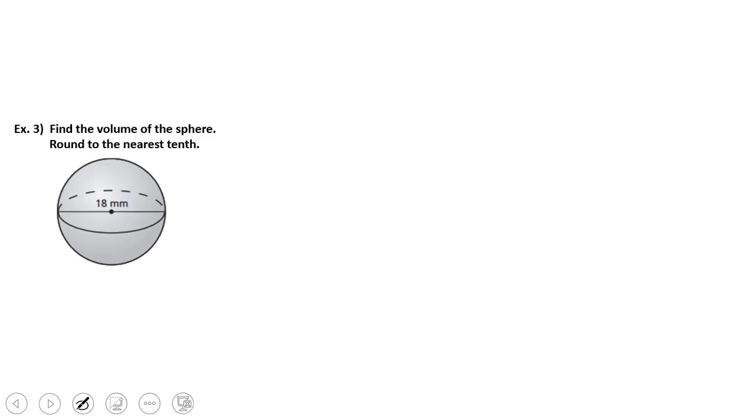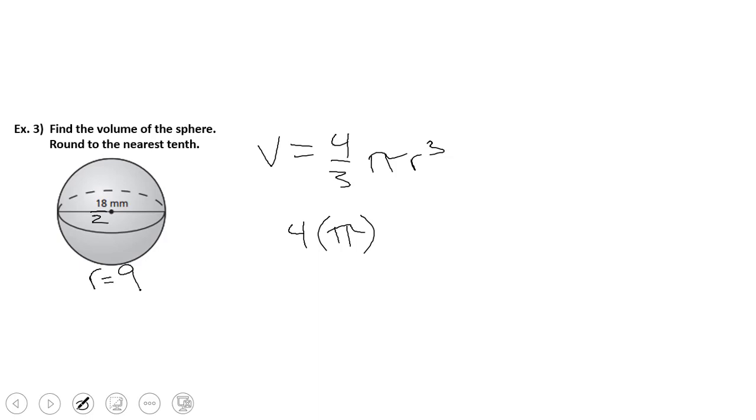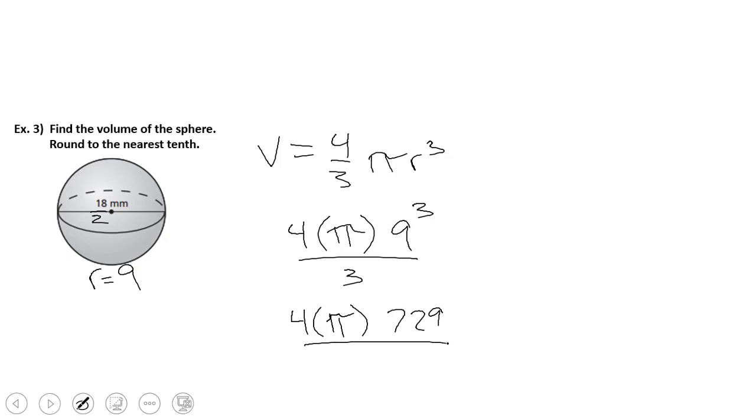Find the volume of this sphere, rounding to the nearest tenth. And we know that volume is 4/3 pi times the radius cubed. So I'm going to take 4 times pi, and our radius, oops, we come over here and recognize we do have the diameter. So when I divide that by 2, our radius is 9. So we always have to find that. So we're going to go 9 cubed, and we're going to divide by 3. So 4 times pi, and then 9 cubed is going to be 729 divided by 3.